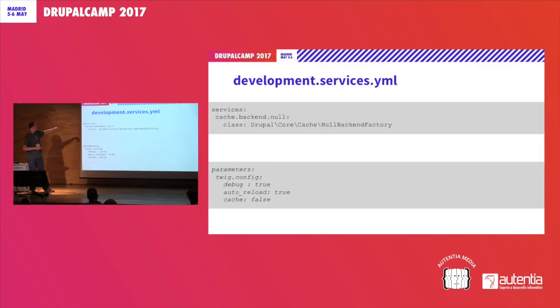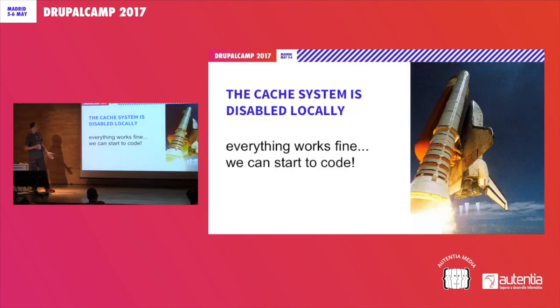So in the development services, I can define this service that is going to be a null backend factory that is not going to cache anything. And yes, this is not related with the cache, but this is to show all the Twig files and all that are rendered in the different parts of the site. So now everything is going to be fast for us, not for the users, of course. And something that is really important, don't do that in production, because we want to cache everything. But locally, you don't want to cache, and you have to work faster.